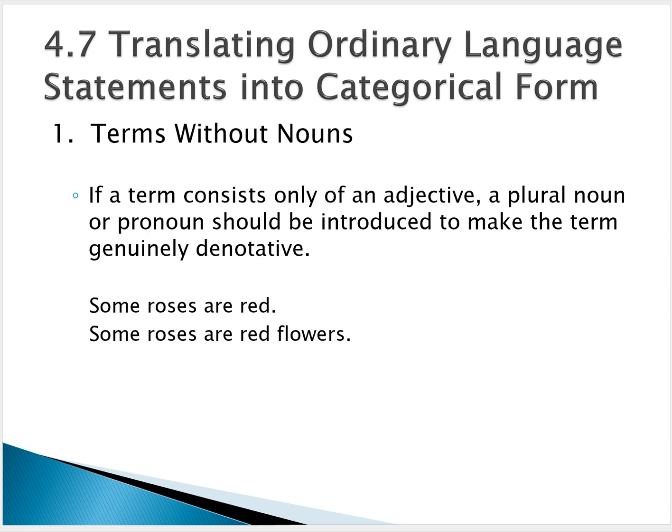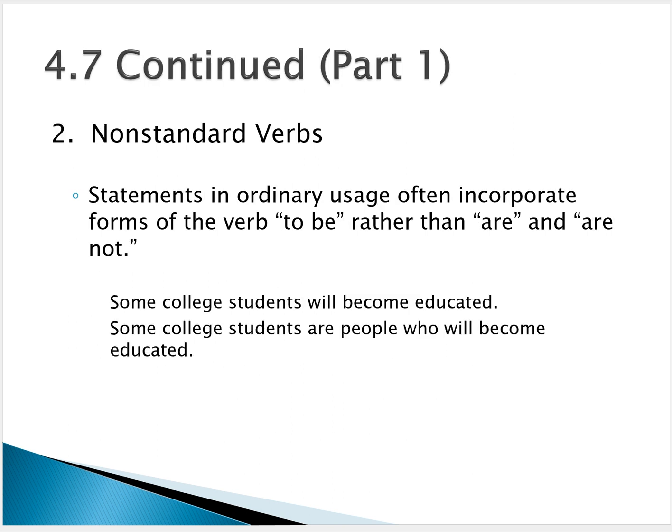And the last section is section 4.7, which talks about how we take ordinary language and change it into categorical form. If a term consists of only an adjective, a plural noun or pronoun should be introduced to make the term genuinely denotative. So, some roses are red. Well, rather than just saying red, why don't we say red flowers? Because we know roses are flowers, and there are flowers that happen to be red. Some of the roses anyway, not all of them. My favorite ones are the yellow ones.